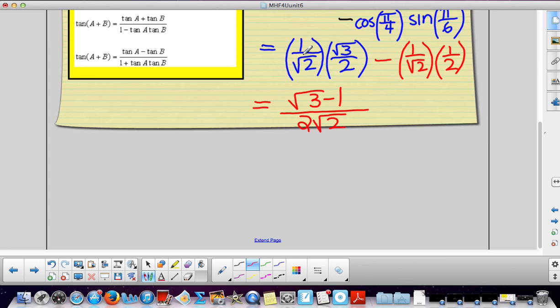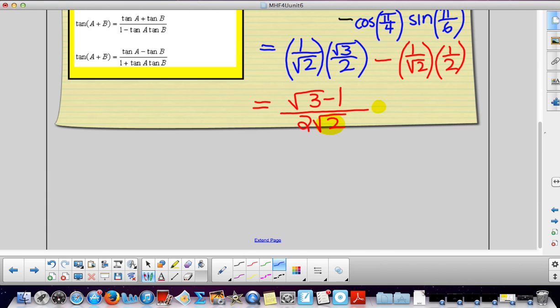There's a reason why I wanted to do this particular question. I cannot leave my answer like this, sorry, because I have a root 2 in the radical. So what do I have to do to get rid of that root 2 in the radical? It's called rationalizing the denominator. So how would I rationalize the denominator? Does anyone know? You should know this for your test. Chloe, do you know?